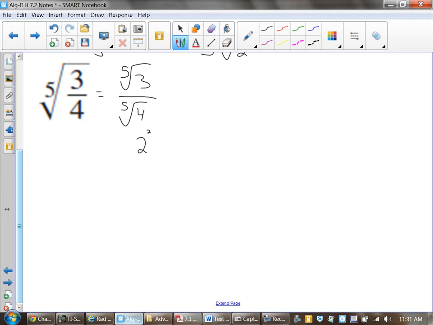If I want to make a perfect 5th, it means that something had to be raised to the 5th power, correct? How do I change the 2 squared into a 2 to the 5th? What do I have to multiply it by? 2 to the 3rd. What I'm doing here is I'm trying to create a perfect 5th root. Where did that 2 squared come from? Right here, from the 4. I'm writing it in terms of a square.